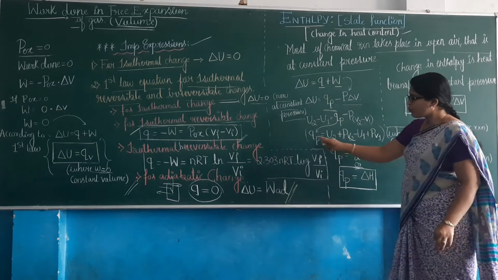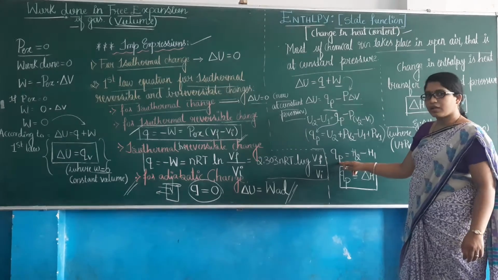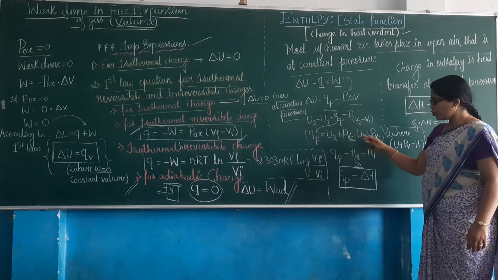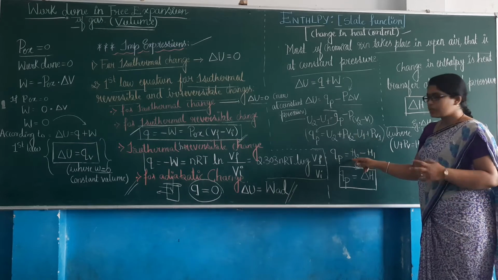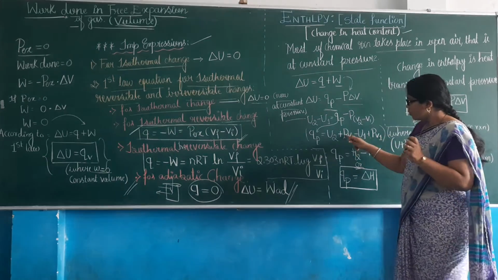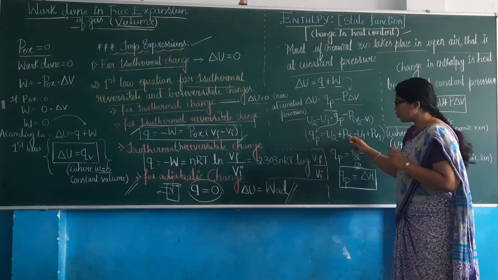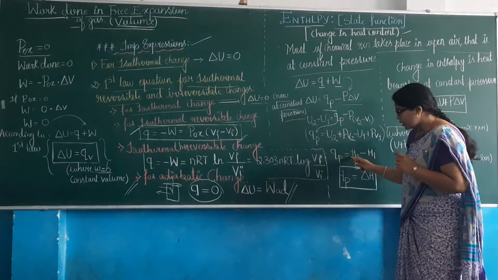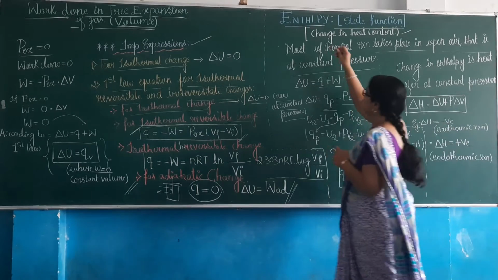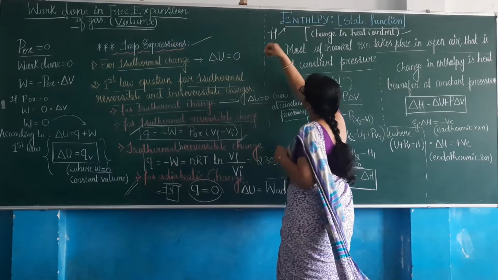So I can write here QP, that is heat transfer at constant pressure. Heat transfer at constant pressure can be written as U2 plus PV2 minus U1 plus PV1, internal energy and pressure-volume relationship, which we are considering as H. What does this H indicate? It is nothing but enthalpy. H is nothing but enthalpy.